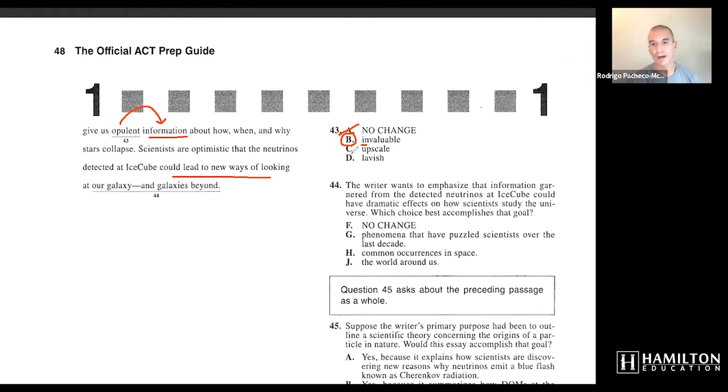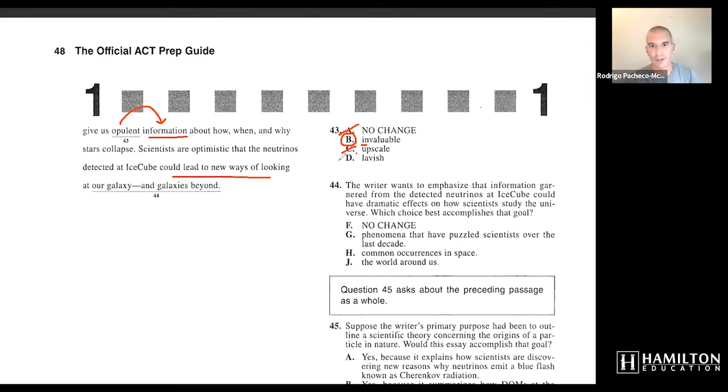C doesn't work, upscale. Upscale, we typically use to refer to something of very high quality, like an upscale restaurant. We don't really have the context here for upscale. And lavish also doesn't work. Lavish means something more along the lines of expending in abundance or producing something in abundance.